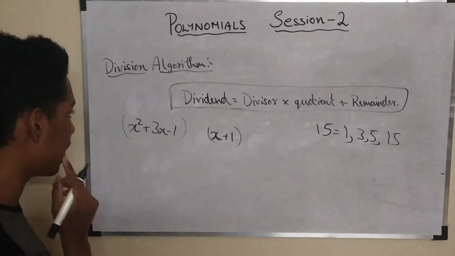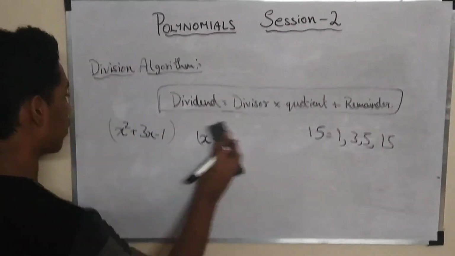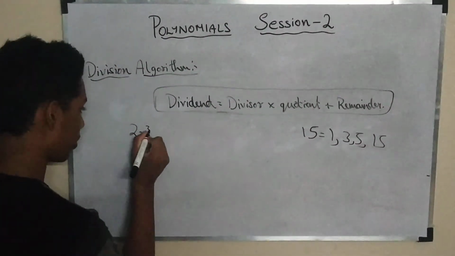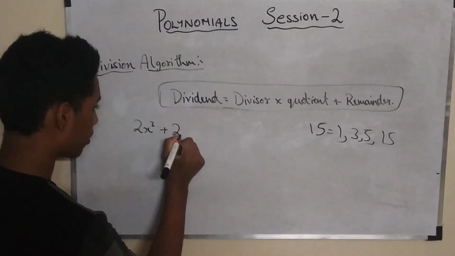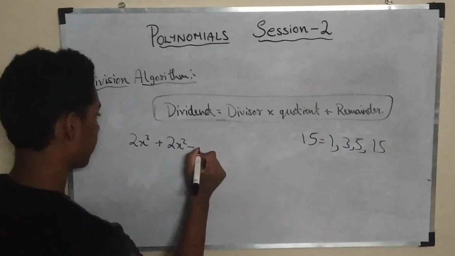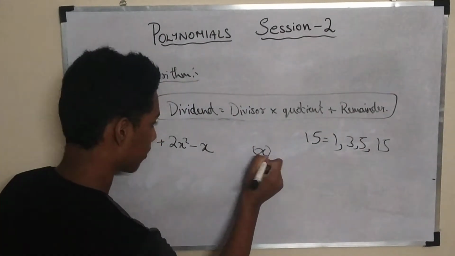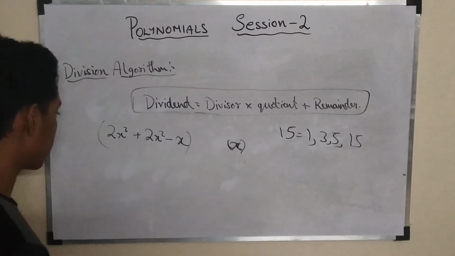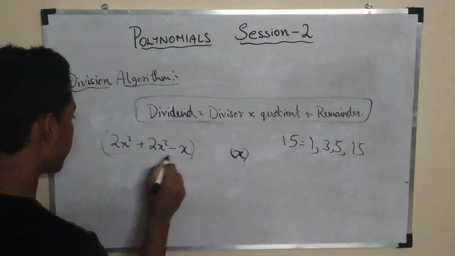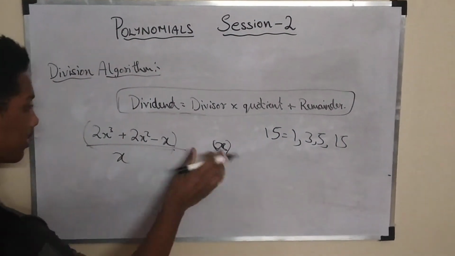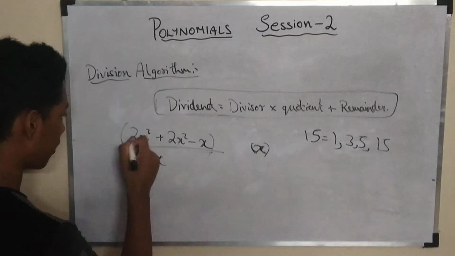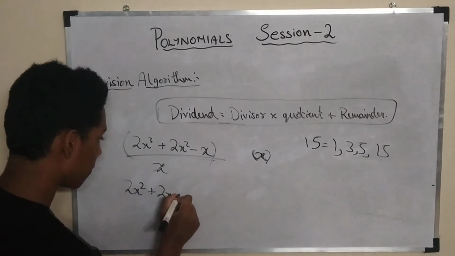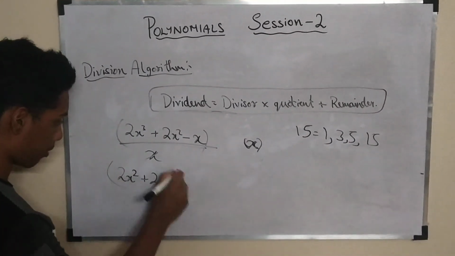Now let's take these examples. No need of these examples, I'll give you one more example. So 2x cube plus 2x square minus x, and the other one is x. I'll teach you the division of binomials later. Now let's divide 2x cube plus 2x square minus x by x. We know that this degree is less than that. So if we cancel x, we can write it as 2x square plus 2x minus 1. Now this is the quotient which we got.